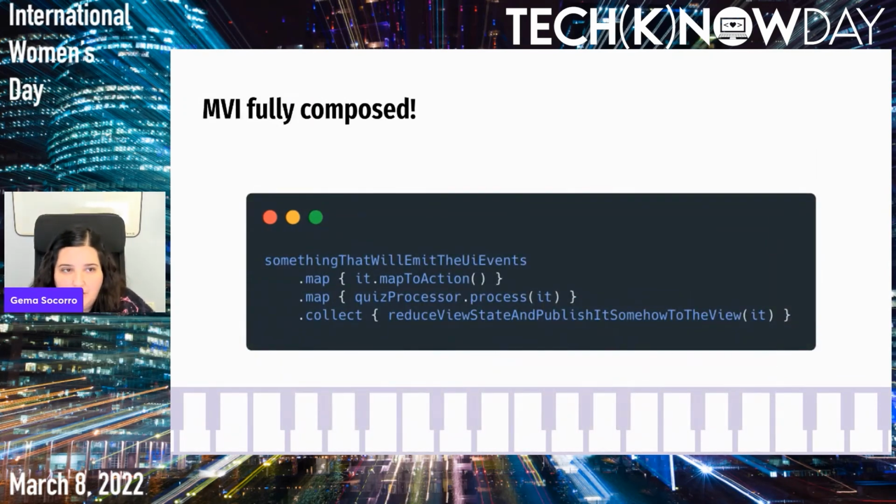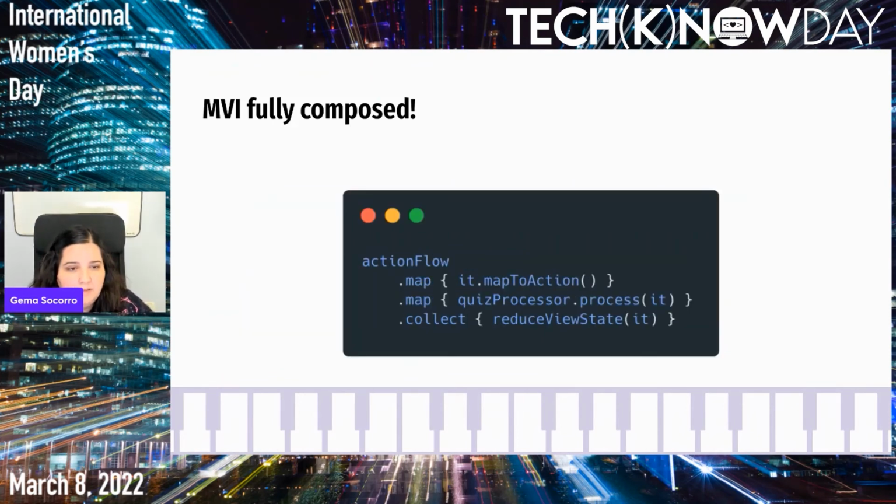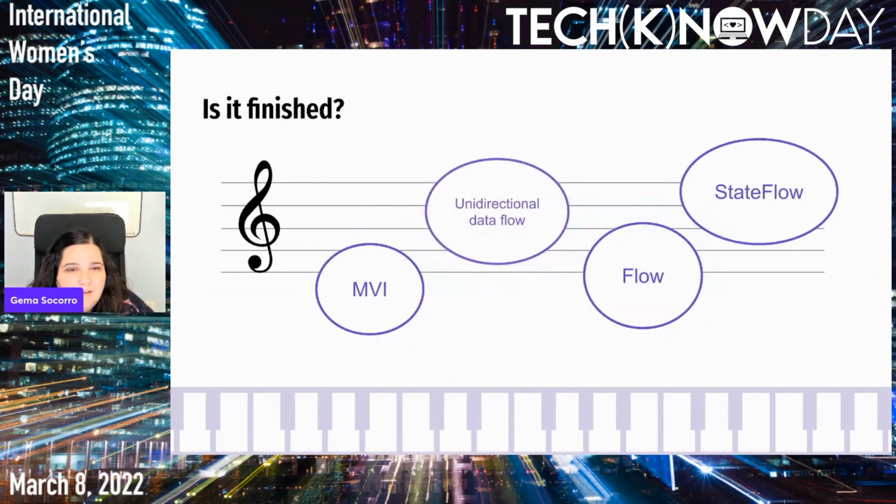Well, now we have our MVI fully composed. We had this before, where we needed something that will emit the UI event and something that will reduce them and publish it to the view. And now we have our action flow that was a share flow, and our reduce view state method that will listen or observe the results and will reduce them and publish them using the state flow that we are using to send them to the view. Sorry, the state flow. And now it is finished.